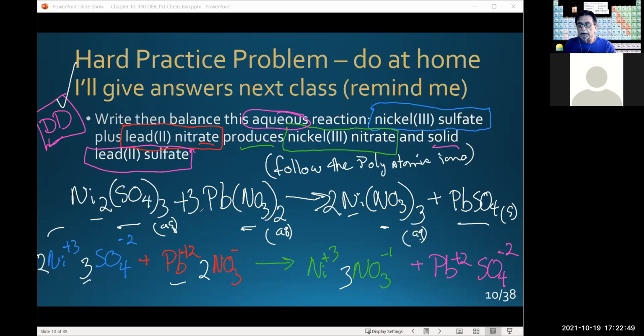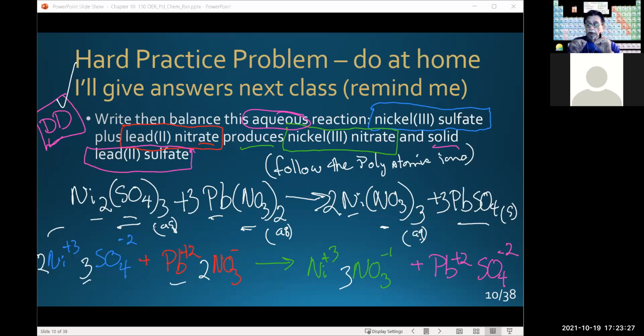Now, but by putting a 3 in front of lead nitrate, it kicked up my lead to 3. So I got to come over here to the far right and put a 3 here to kick up my nitrate, but that also kicks up my sulfate to 3. But that's okay because my sulfate's already at 3. And so bottom line is, guess what? You are balanced.